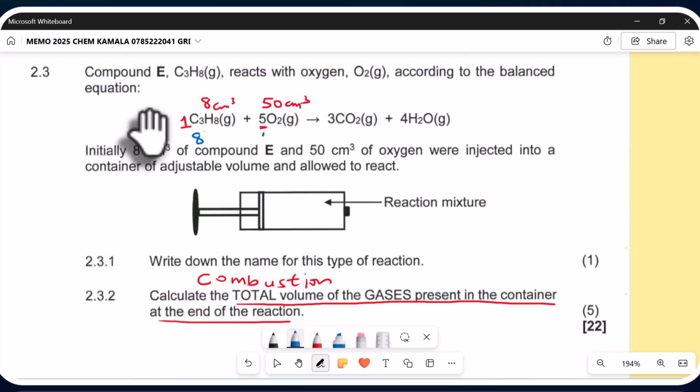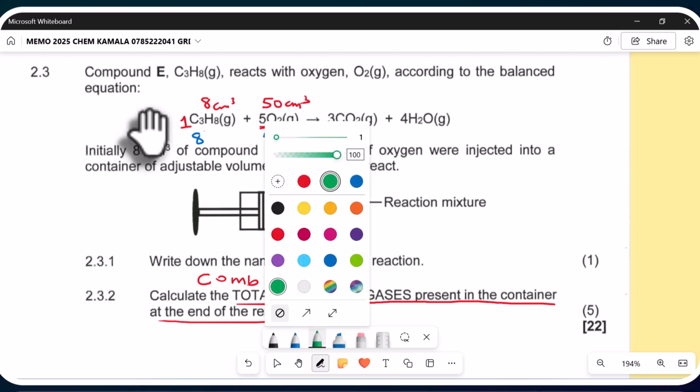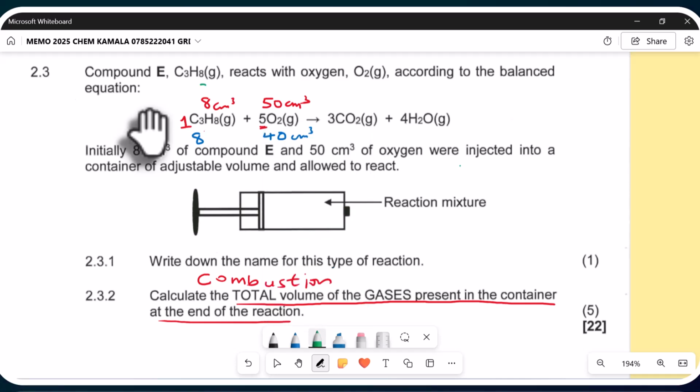Because propane is the limiting reagent, we must use it to get our products, otherwise we can't use the one which is in excess. The ratio of propane to carbon dioxide is 1 to 3. What is 8 times 3? It gives us 24. So at the end, we have 24 cubic centimeters of carbon dioxide. And then we have steam. This is 4, so 8 times 4 gives us 32 cubic centimeters.